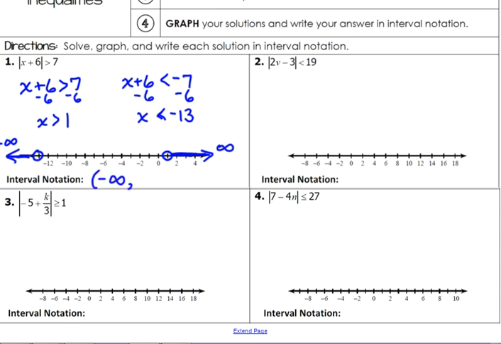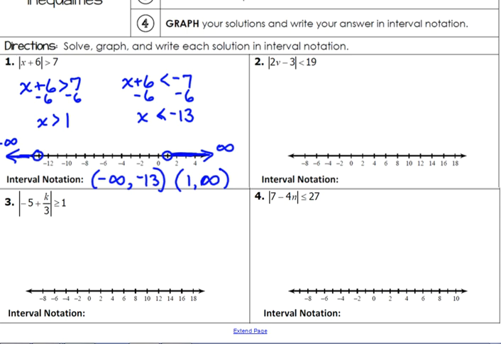Negative infinity, comma, negative 13, parentheses around the negative 13, because we're not equal to negative 13. And then we've got our gap. We pick back up at 1, parentheses with the 1, because we're not equal to 1, to positive infinity. Infinities always get the parentheses, because they're not actually a number. It's just a concept. Okay, pretty simple, right? You've got to remember those details.